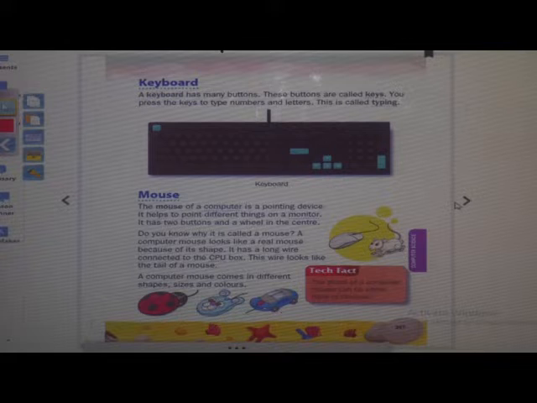And we have seen the keyboard. What is keyboard? Keyboard has many buttons and it is called keys. You can press the keys to type numbers and letters. This is called typing.